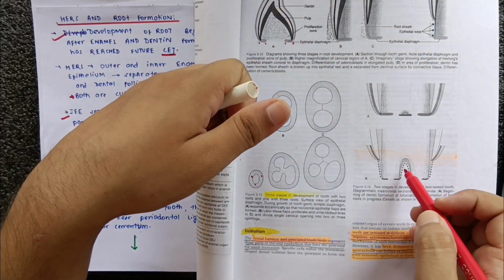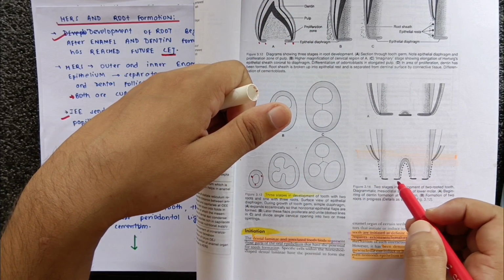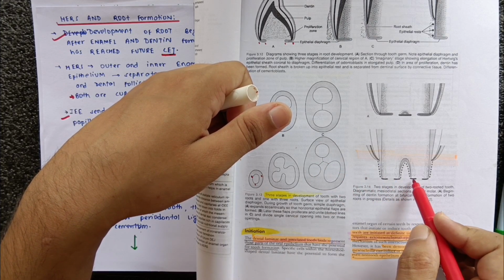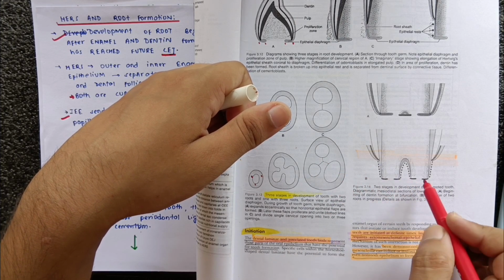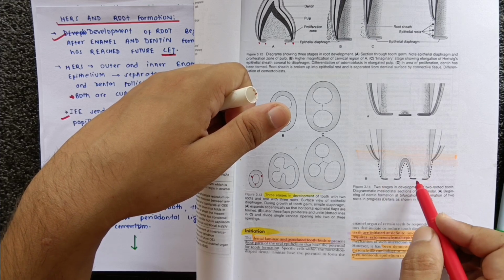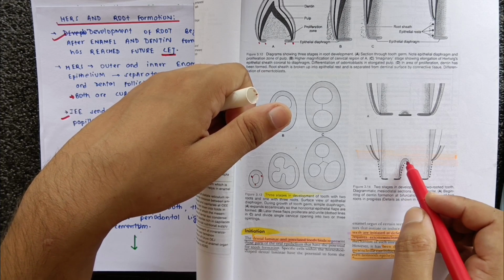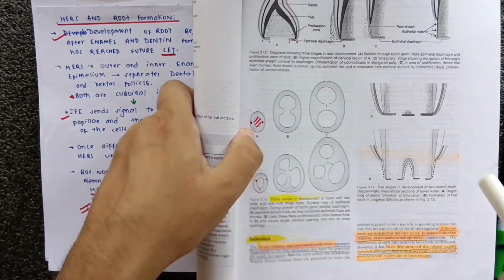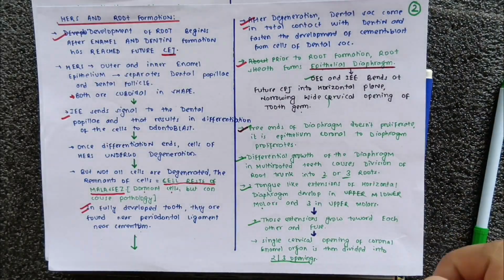And in this picture, as you can see, this is the structure. This is the opening, this is the apical foramen, and this is the bifurcation. So there is a bifurcation of both the roots. So I think this concept is clear to you.